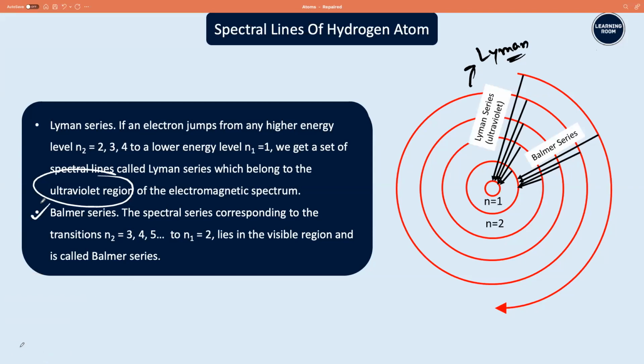The next is when an electron makes a transition between a higher orbit and it stops at the second orbit. I repeat, when it stops at the second orbit, then it corresponds to Balmer series.